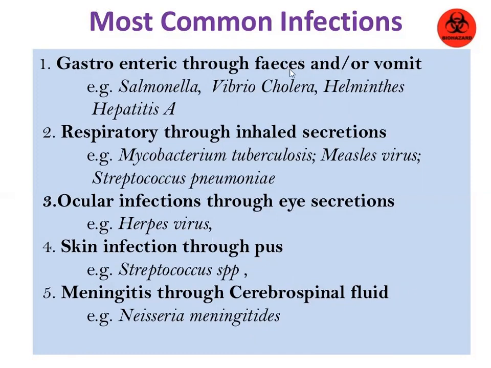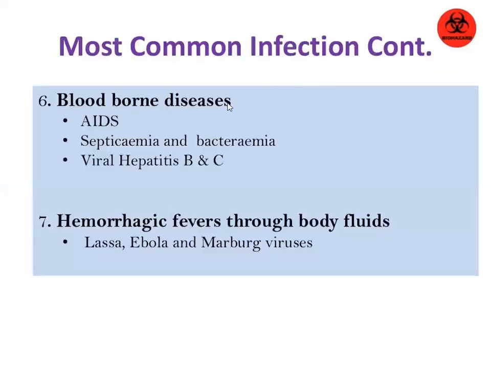There are various types of infection that may be caused. Then blood-borne diseases are there: AIDS, septicemia, and bacteremia. Viral hepatitis B and C. And seventh is hemorrhagic fevers through body fluids like Lassa, Ebola, Marburg viruses. These are all infections that occur due to infectious waste.